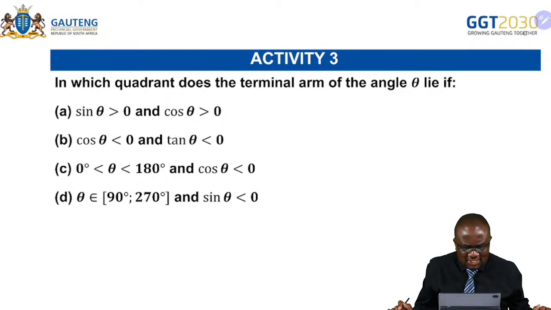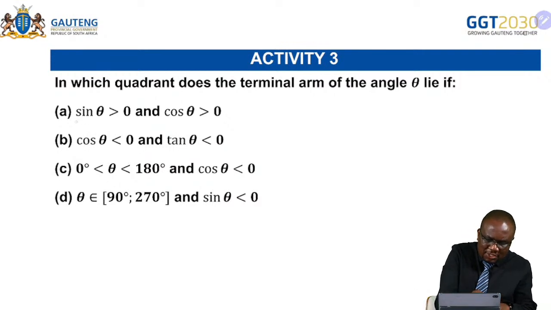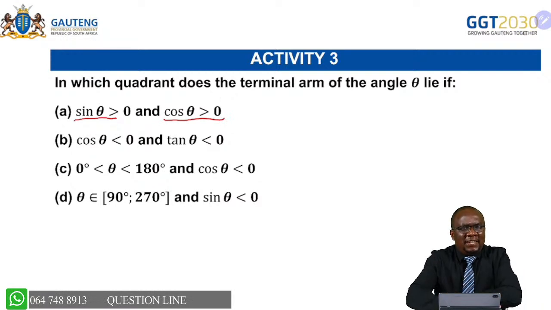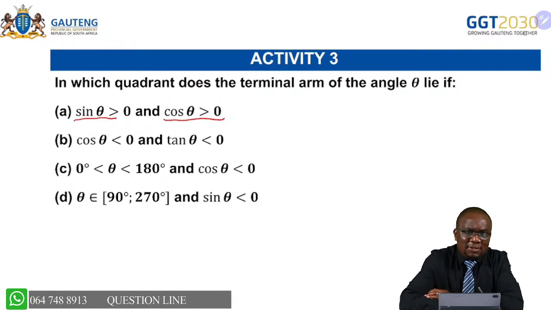In which quadrant does the terminal arm of the angle theta lie? So now, given these two conditions, where is our terminal ray? Because they will say, without a calculator, with the aid of a diagram, solve this or simplify this. So you need to know how to draw these diagrams. It is very important.